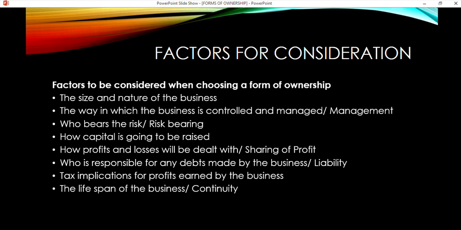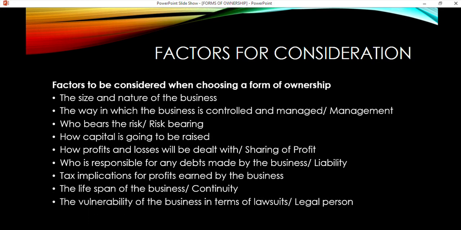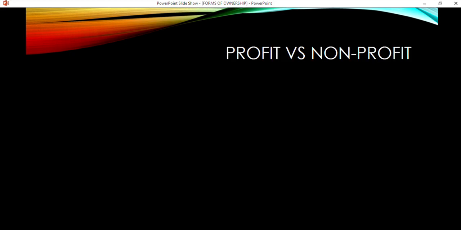So will it continue after? Do I establish this to be a lasting company, or is this just a company for myself? And if I die, the company dies. Okay. That's normally your sole proprietors. And then the vulnerability of the business in terms of lawsuits or a legal person. So let's discuss the first one, profit versus non-profit.